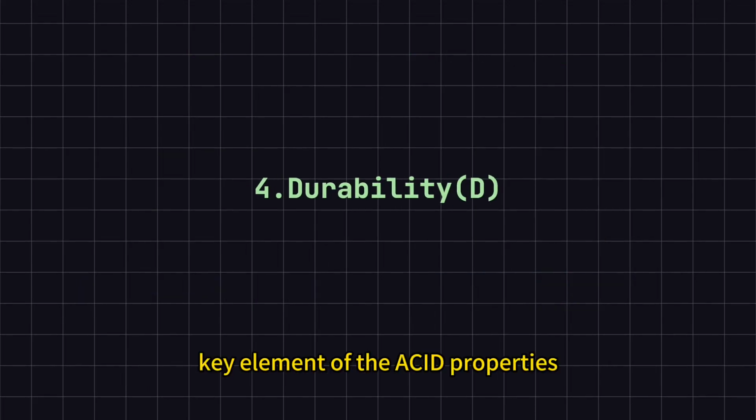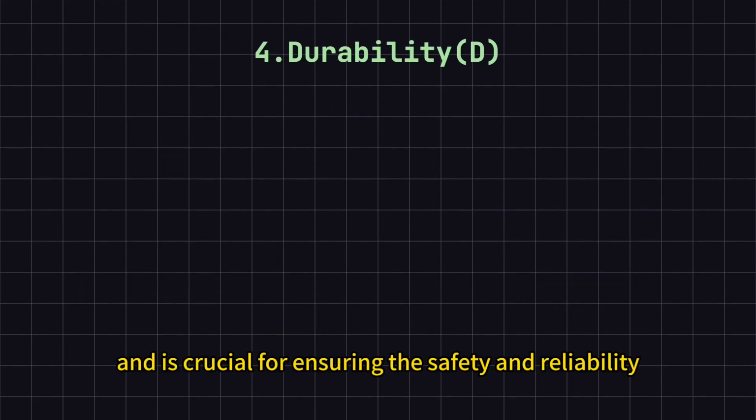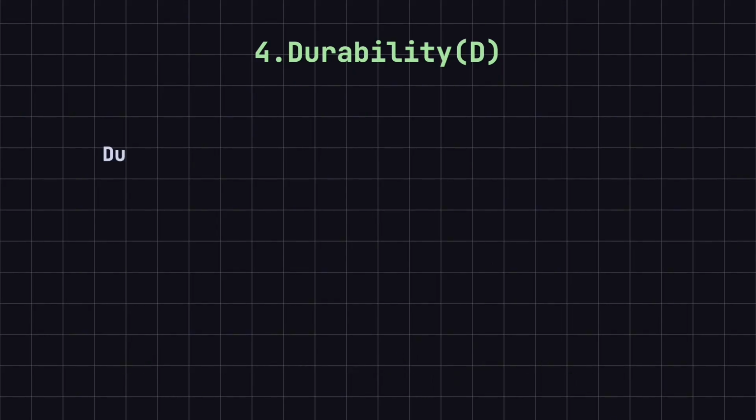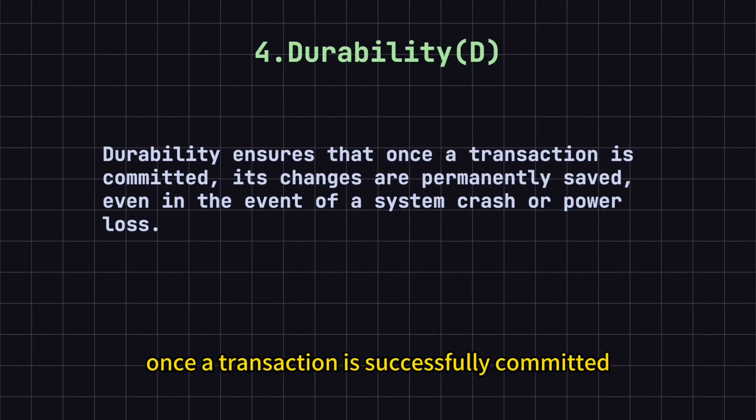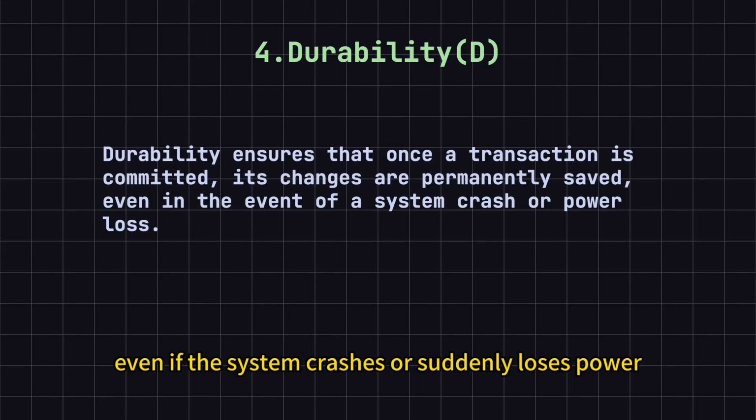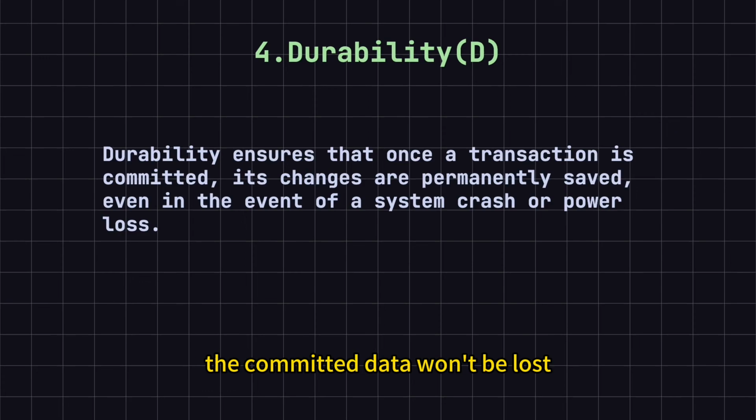Durability is the last key element of the ACID properties and is crucial for ensuring the safety and reliability of data in a database. Simply put, durability means that once a transaction is successfully committed, all changes are permanently saved. Even if the system crashes or suddenly loses power, the committed data won't be lost.